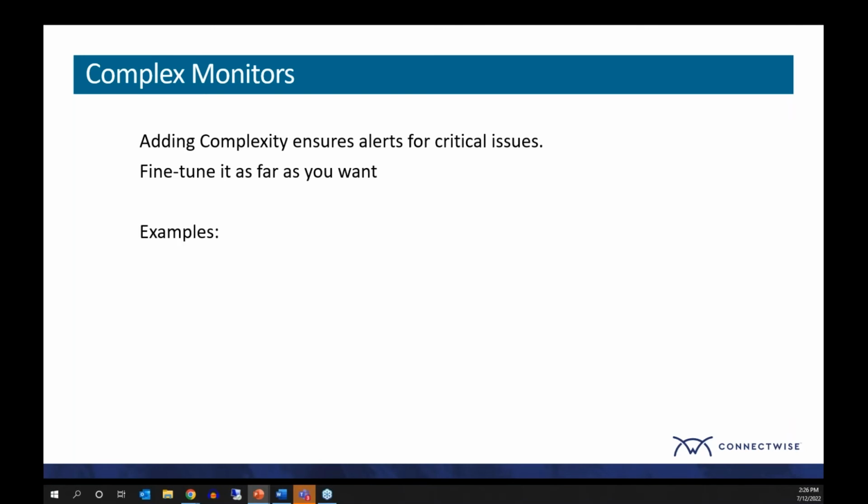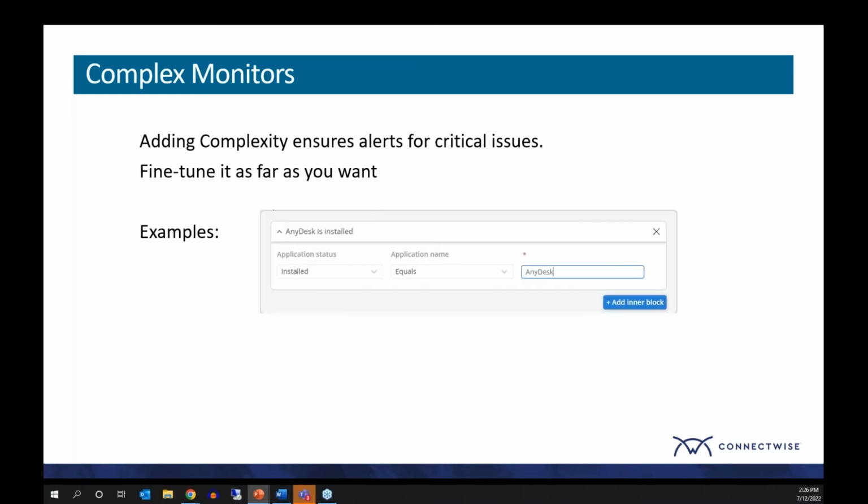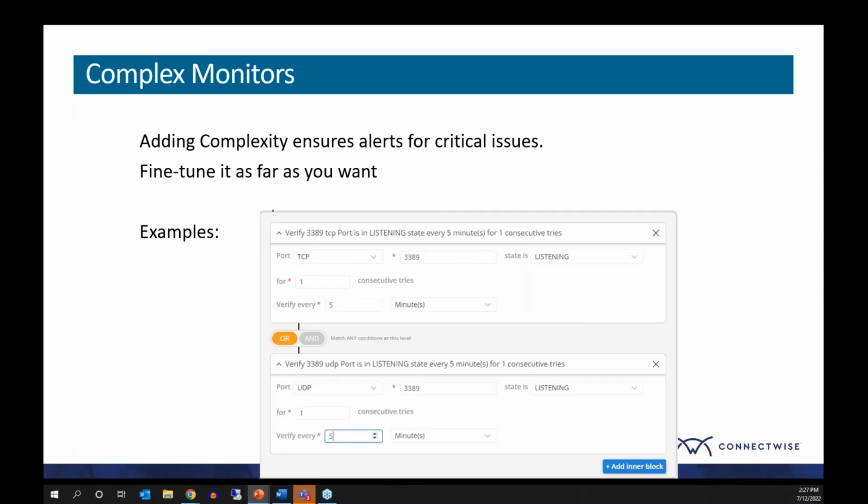A good example, going back to that RDP, if I'm concerned about scammers, I could add some additional complexity to this monitor as an or statement for that outer block of, hey, if AnyDesk is installed on this device, go ahead and generate the ticket for that. Or I can also just check on port 3389. We've switched the RDP port on the system to make sure that this port wasn't open and there wasn't anything actively listening. If it is listening for some reason, we need to know about it and we need to get that addressed.